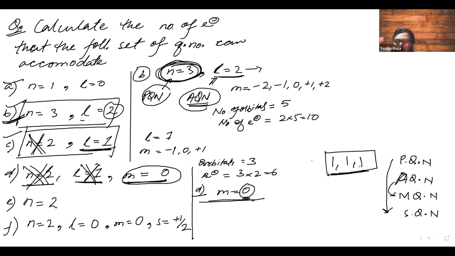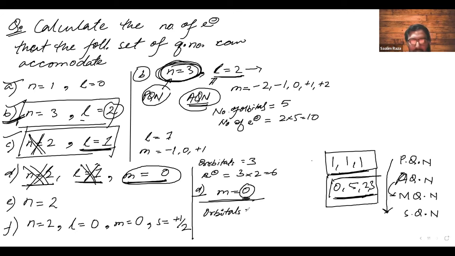There are three values: 1, 1, and 1. Tell me the number of values in this bolded part. Very good, you are understanding. Now m is equal to 0 and the number of values is equal to 1. Hence orbitals is equal to 1. Electrons is equal to 1 into 2, that will be equal to 2.